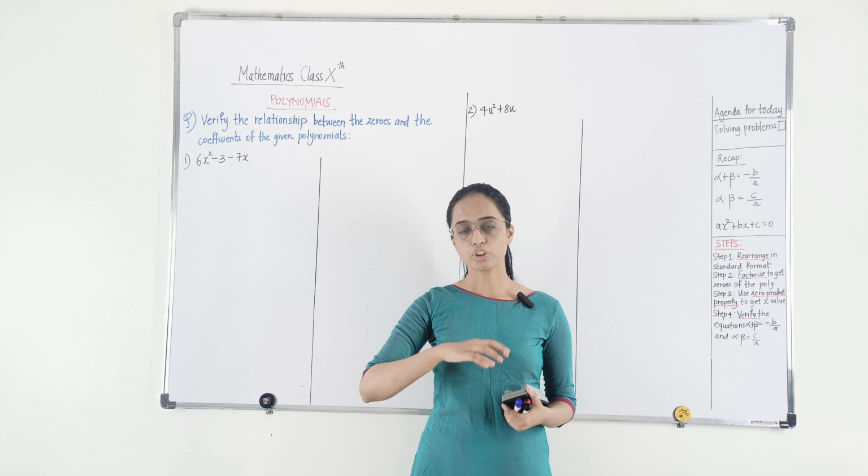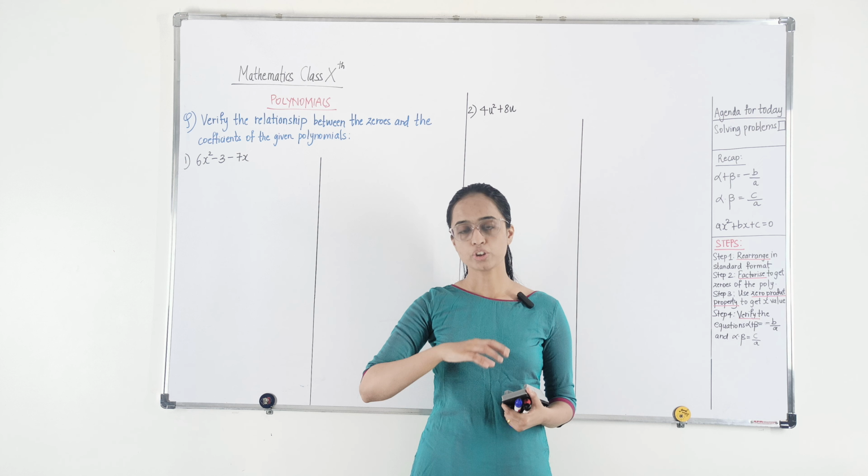Now step number 2 remains the same for any kind of problem, that is you need to factorize the given polynomial. Now why do you factorize? We factorize in order to get the values for the zeros of the polynomial, and we did see in the last video how exactly the factorization gives us these zeros.